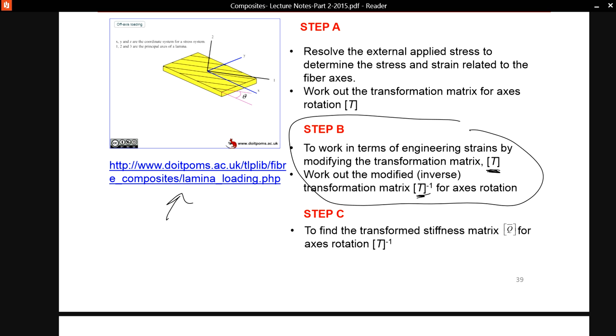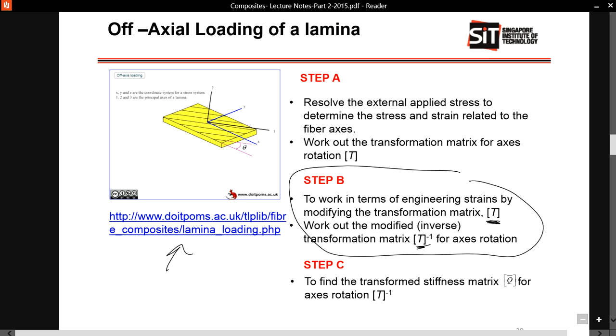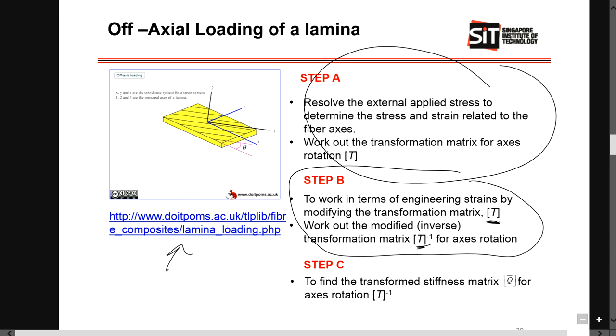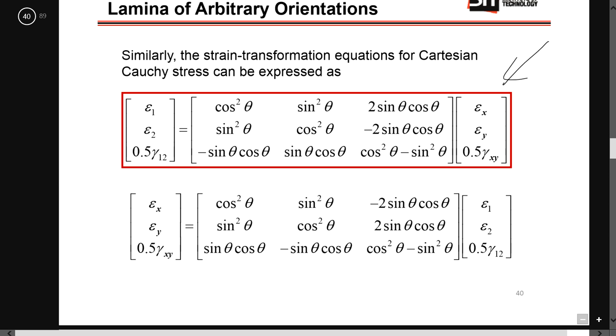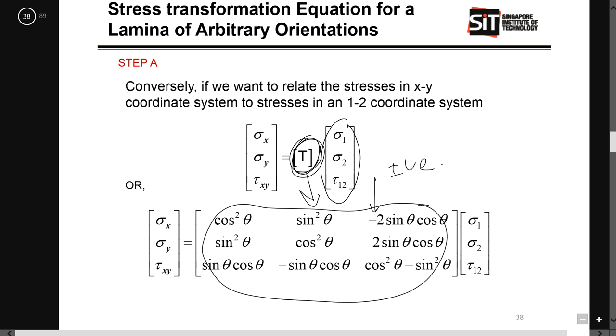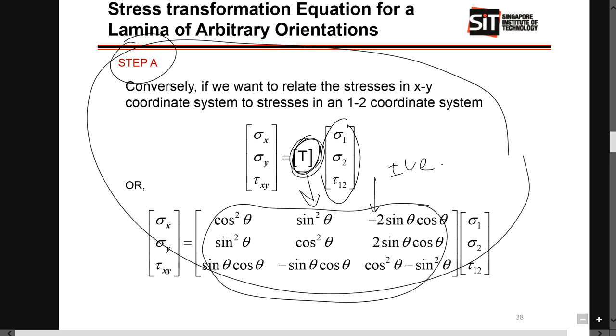Alright, so step B is that. Step A, I would believe, is just talking about the rotation, which we have said, in other words, is this one. Sorry, it's not this one, it's this one. Okay, this is step A.